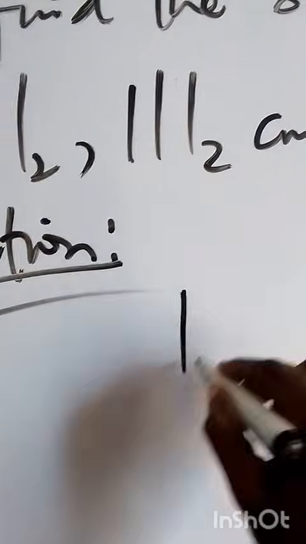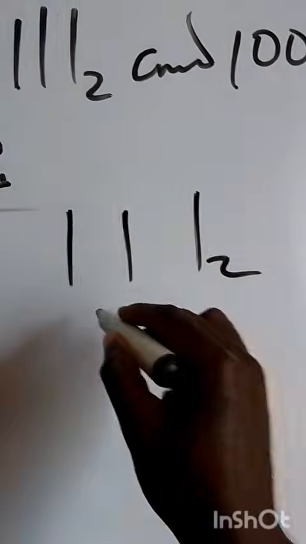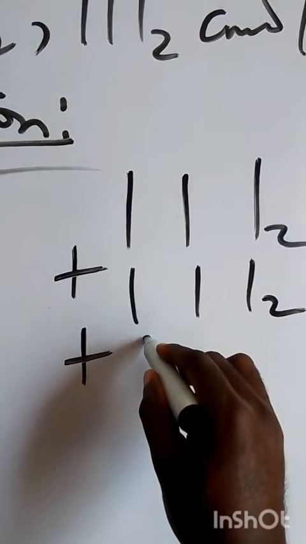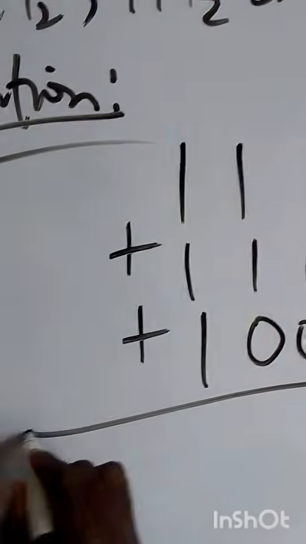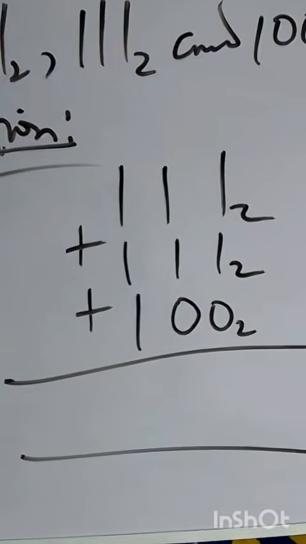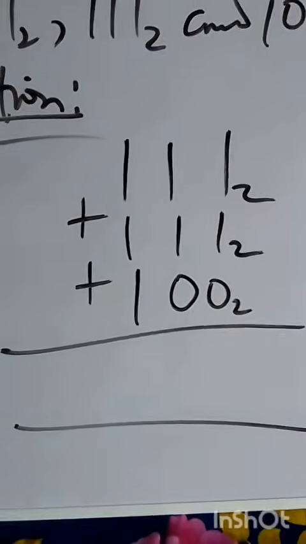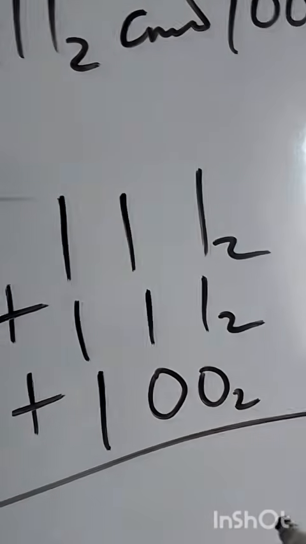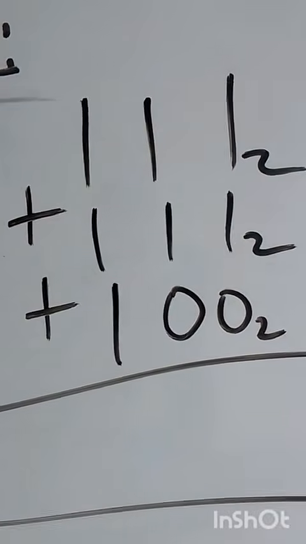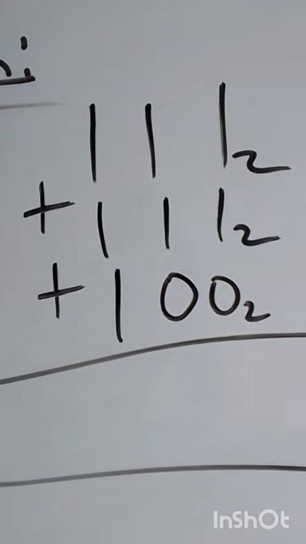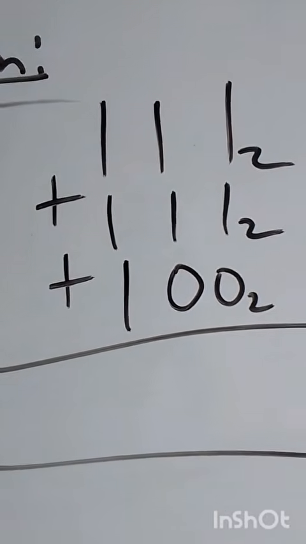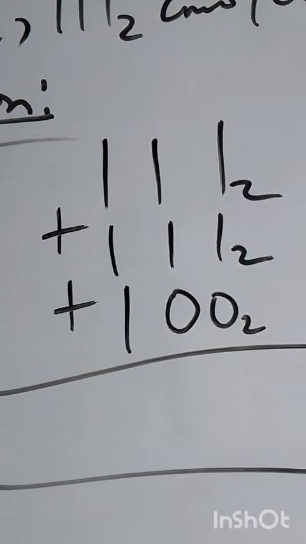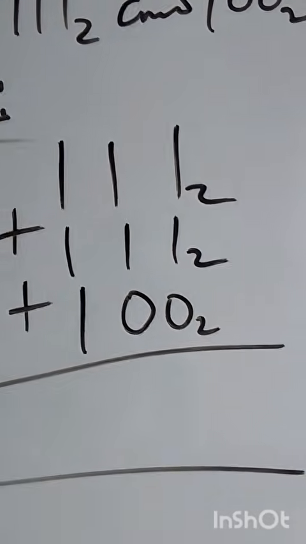So let's first of all arrange them. The first number in base 2, plus the second number in base 2 also, plus the third number, which is 100 in base 2. Now you're going to arrange and add them as if you are adding your conventional base 10 numbers. But there is a rule in binary. Whenever you add up and you get 2, write 0, carry 1. Whenever you add up and you get 3, write 1, carry 1. When you get 4, write 0, carry 2. So we are going to obey those rules.